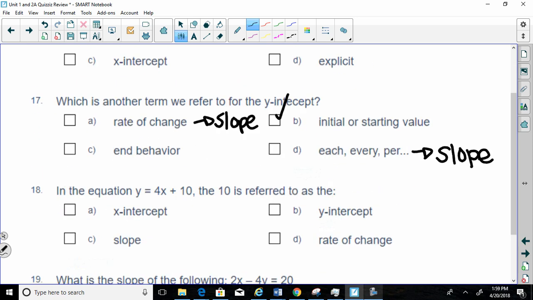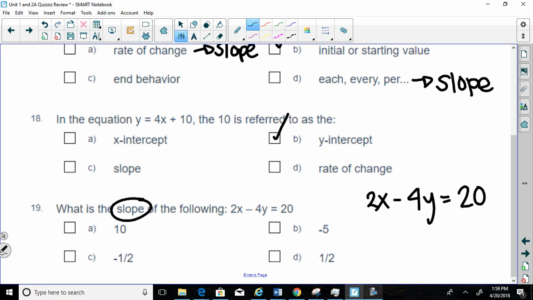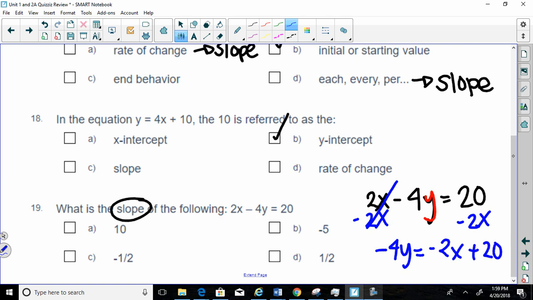All right, what's a 10 considered? The y-intercept. So here, we haven't done this in a little while, unless you're in class today. I need to get it in slope-intercept form because they're asking for the slope. So first I need to get y by itself. So what do I need to do? Yep, subtract 2x on both sides, and you get negative 4y, don't drop that negative, equals negative 2x plus 20. Then what do I do?